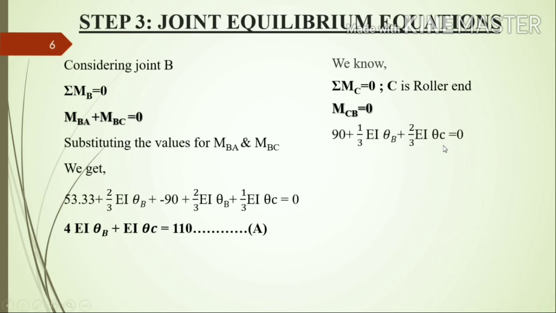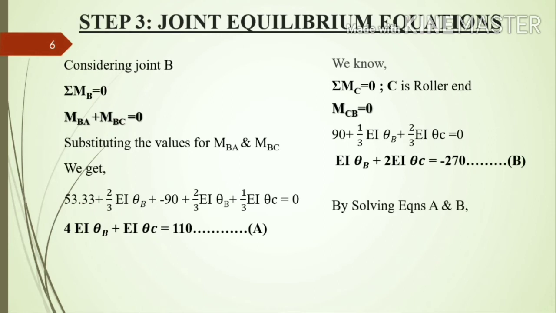Then substitute the value of MCB from the previous step, 90 plus 1 by 3 EI theta B plus 2 by 3 EI theta C. Then the equation is reduced to EI theta B plus 2 EI theta C equal to minus 270. So now we get one more additional equation. Now there are 2 equations and 2 unknowns. By using calculators, we can find the values of EI theta B and EI theta C. By solving these 2 equations, we get the values of EI theta B as 70 and EI theta C as minus 170.